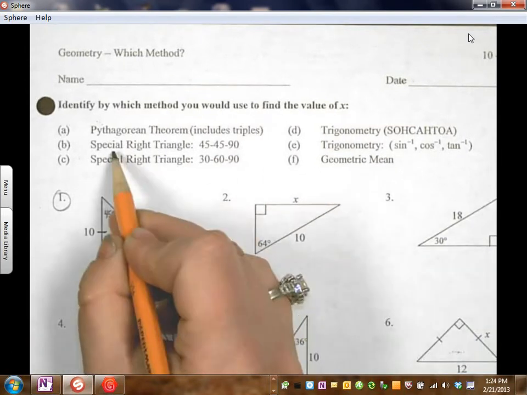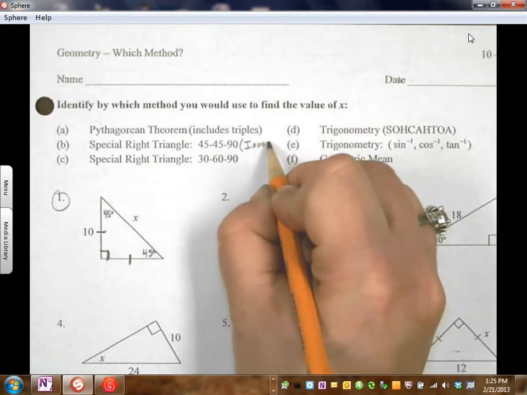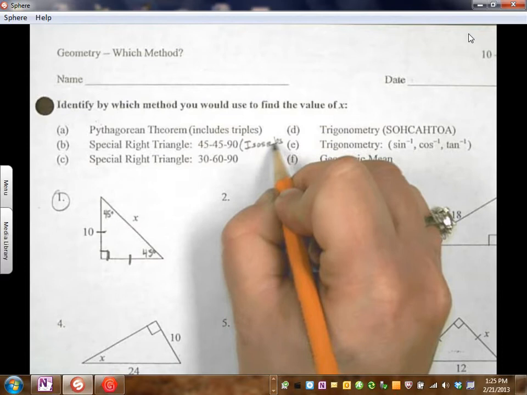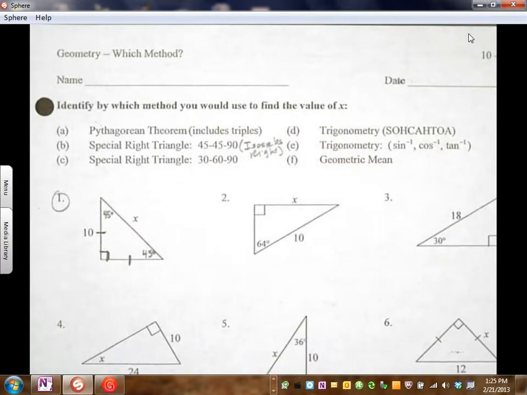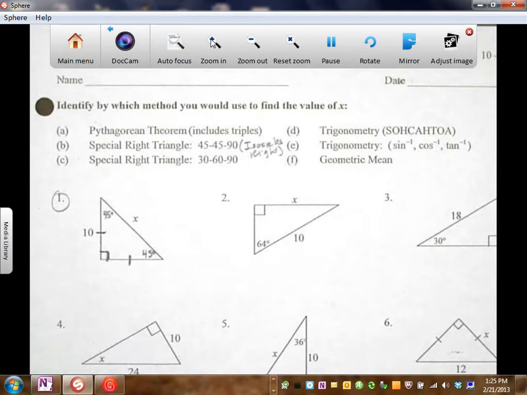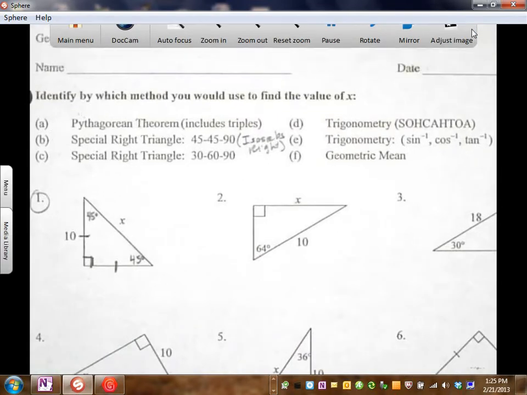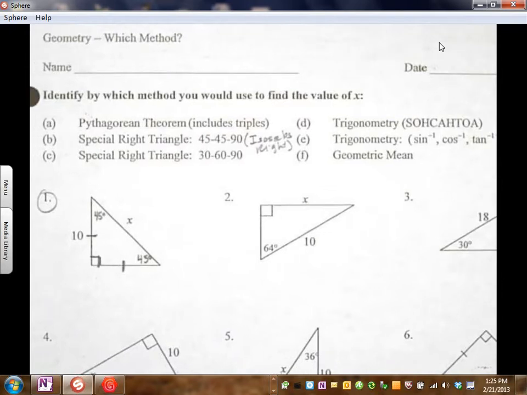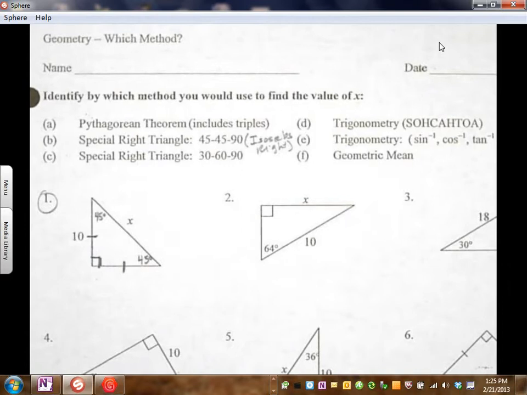So up here by special right triangles, you might put isosceles right, so you can keep track of that. So if you see a picture that says that, then you would know that that also is an isosceles right triangle. I'm going to zoom in a little more so that when Muhammad watches this, he can still see it. Okay. And this pencil isn't super sharp, so we're just going to have to make ourselves happy with it.